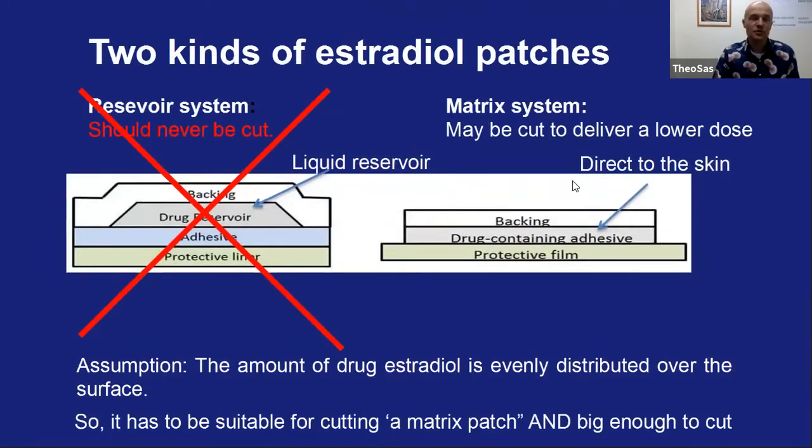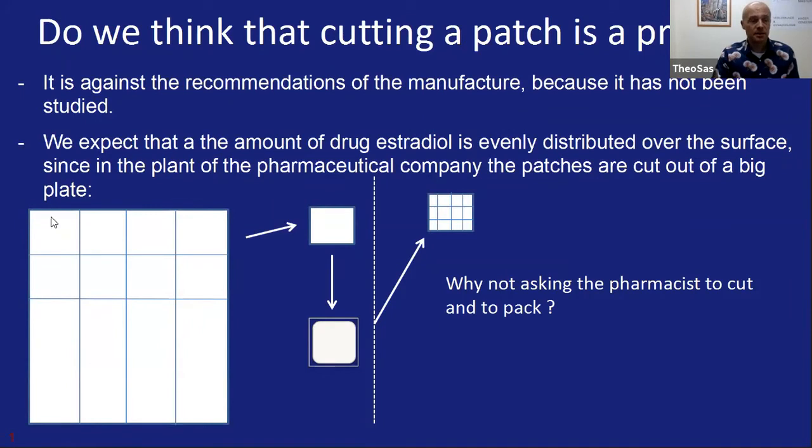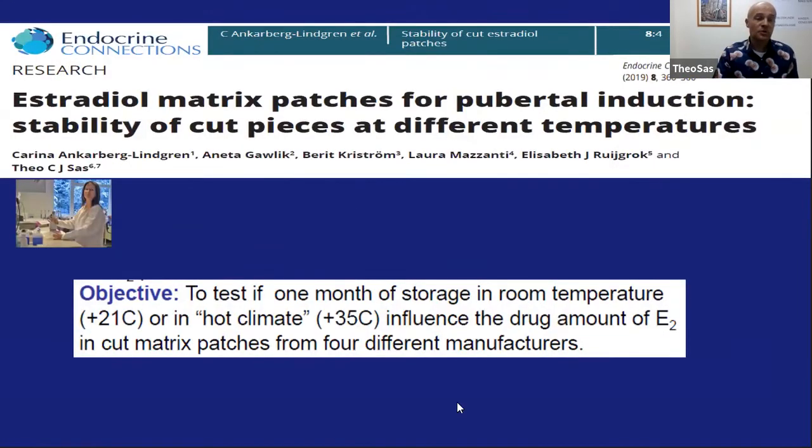And if you use transdermal, please use a matrix system because you have to cut it. This is what is done in the plant of the manufacturer. They cut it in parts, and this is the patch. And we have to cut it further into small pieces. And is that possible? Yes, that's possible. We have shown it in the laboratory.